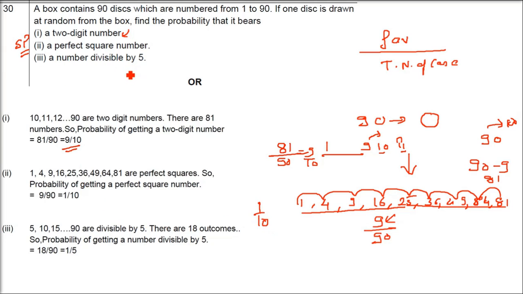The third is a number divisible by 5. Now you have to take all the multiples of 5. It will be 18 numbers: 5, 10, 15, 20, 25, all the table of 5 you have to count. So 18 numbers are favorable cases, 90 total cases. 1 by 5 is the answer.